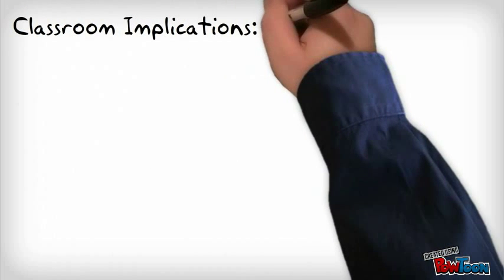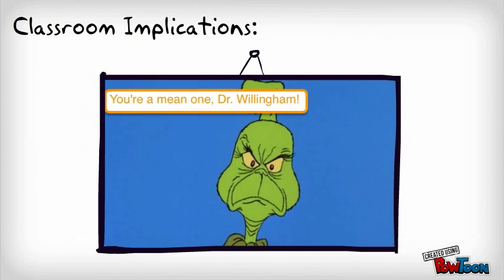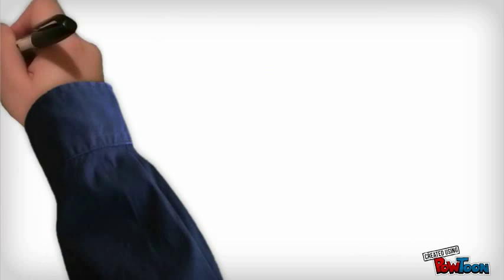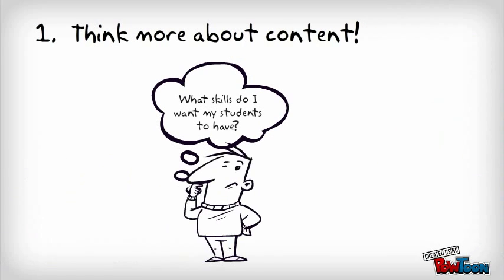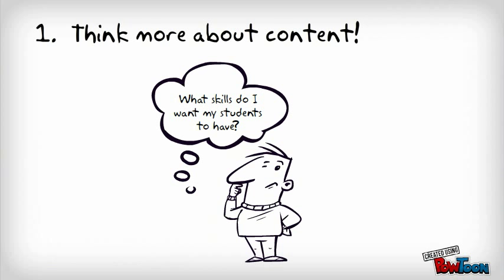Willingham stated that while writing this chapter, he felt like the Grinch. Although he hopes that differentiation takes place, differentiation based on learning style is not a part of cognitive science. But he does offer some other ideas. 1. Teachers should think in terms of content, not individual learning styles. What skills do you want the student to have at the end of the lesson?